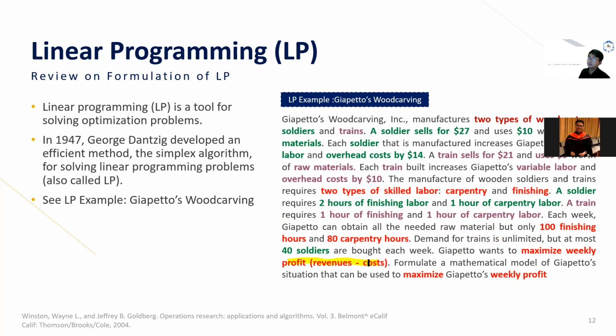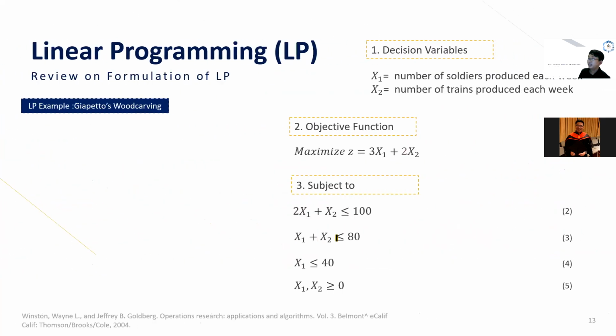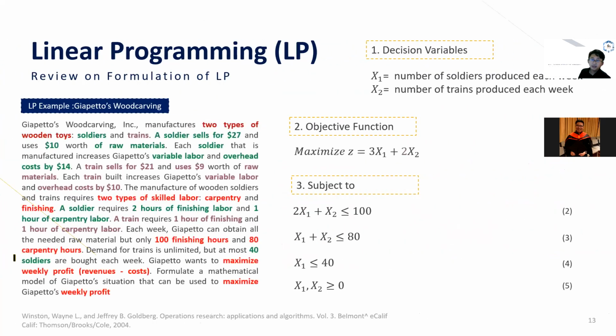Of course, it needs to consider all those constraints mentioned, like the finishing labor hours and the fact that the most that can be sold is only 40. This is quite easy because it is one of the basic things that you already learned in OR.